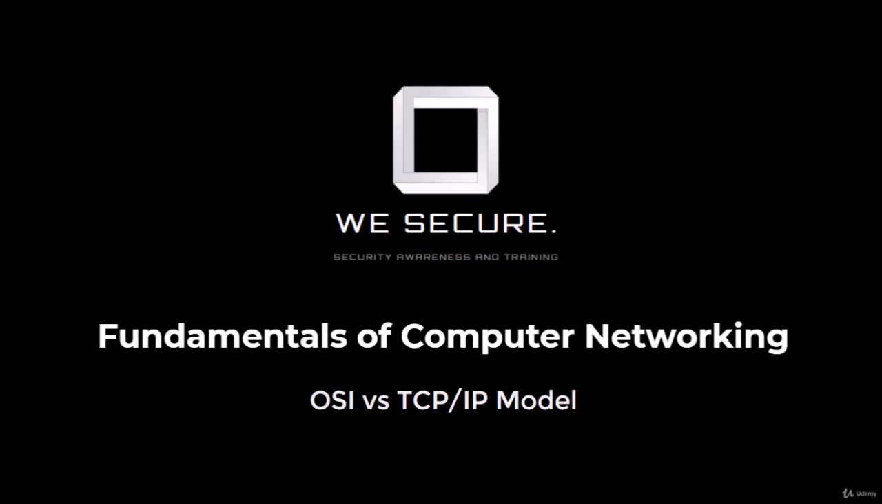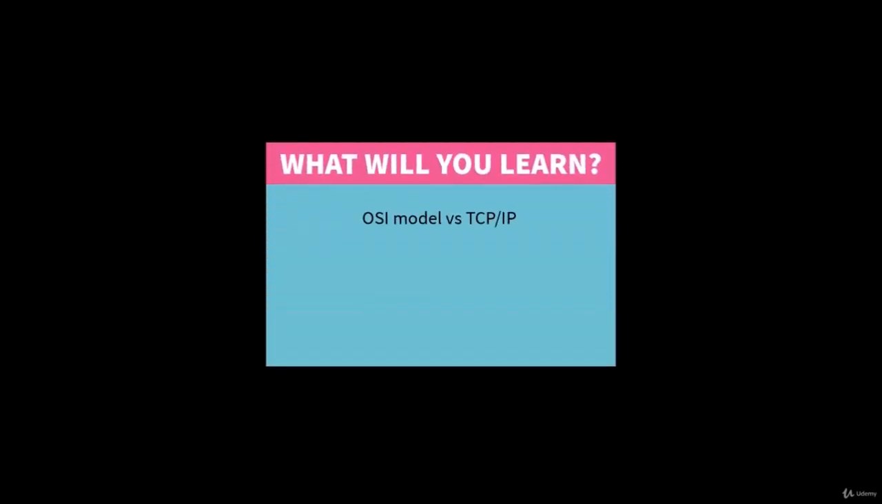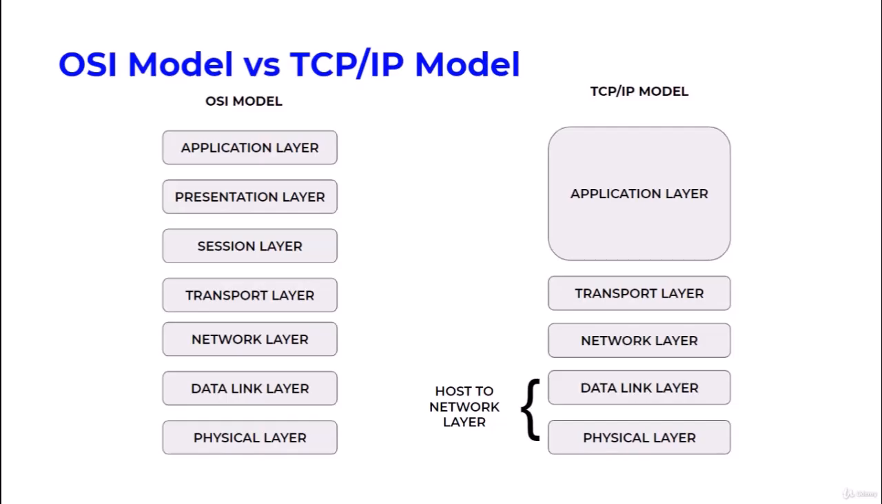Welcome to another lecture where we'll see the difference between the OSI model and the TCP/IP model. But before moving ahead, I would like to first describe the layers of the TCP/IP model in technical terms. As you can see, the TCP/IP model consists of 5 layers, or the physical layer and data link layer together are known as the host to network layer, thus making it a 4-layer model.